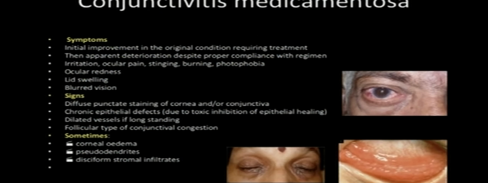Initial improvement of the patient's condition with whatever treatment you gave. Then again there is a deterioration. So if there is an improvement followed by deterioration, the natural cause of any conjunctivitis is to improve. If there is a deterioration, suspect medicamentosa. I'm dwelling a little bit on medicamentosa because it causes more problems than the original disease. You can get SPKs in this as well. You can get chronic epithelial defects, and sometimes even you can get mimicking a viral condition with pseudodendrites.